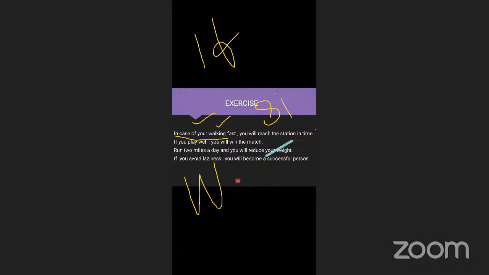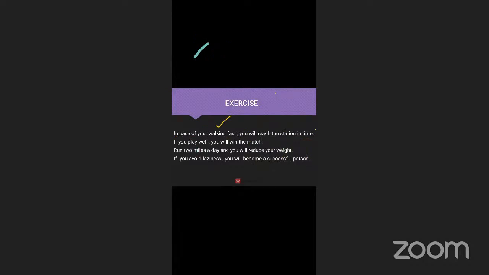This is the first sentence we changed into simple, compound and complex. The given sentence was in simple form. We changed that into complex and compound forms. See the next one: if you play well, you will win the match.